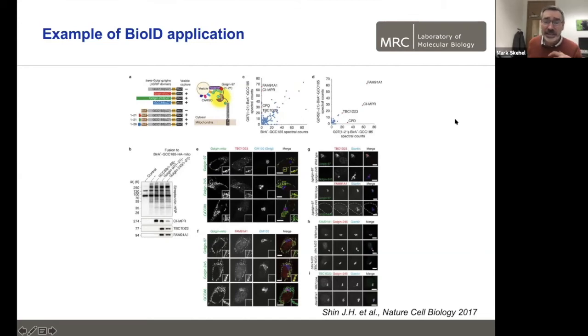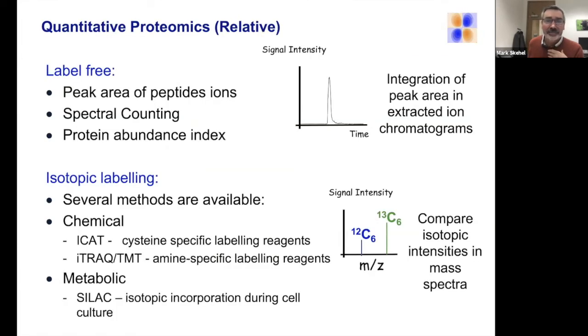Anyway, so the BioID, there's a lot of people doing these kind of experiments now. It gives you a slightly cleaner experiment. Not hugely cleaner, but cleaner, a way of identifying interacting partners. Okay.